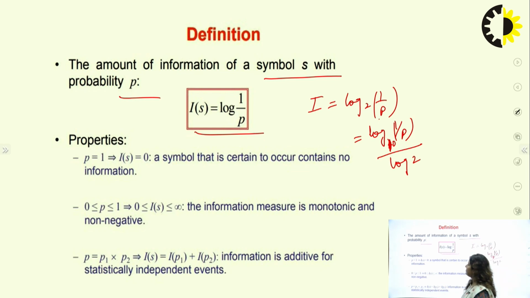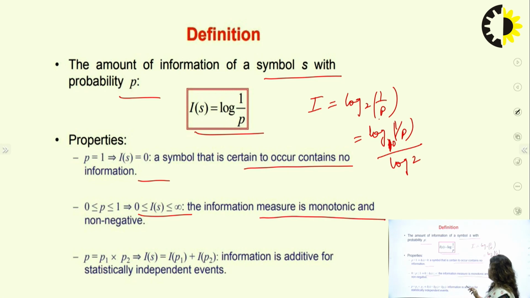So here there are different properties of information. The first one is the information content. Whenever the probability is 1, the information content is 0. A symbol that is certain to occur contains no information. The probability of occurrence lies between 0 and 1, so obviously the information content lies between 0 and infinity. The information measure is monotonic and non-negative. It will always be positive and in an increasing fashion.